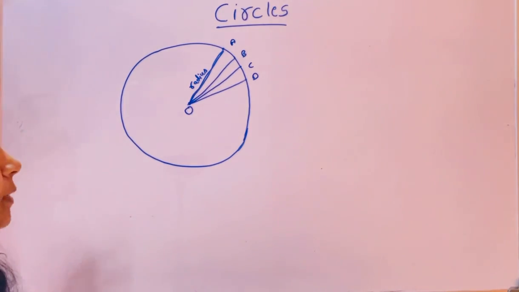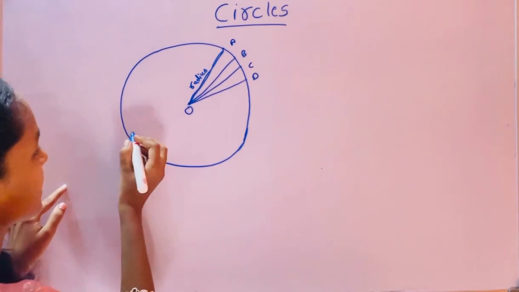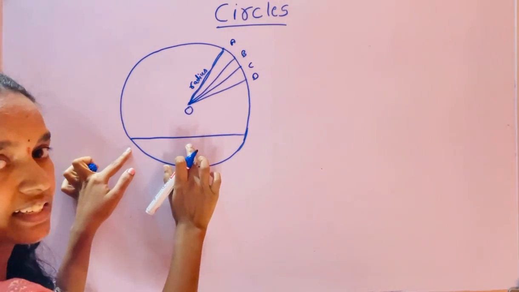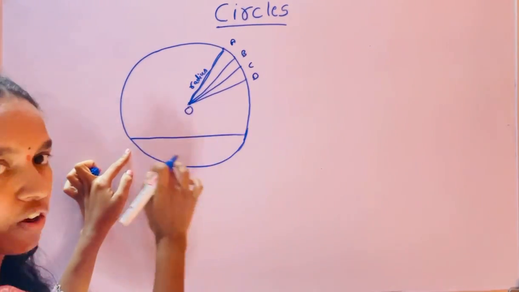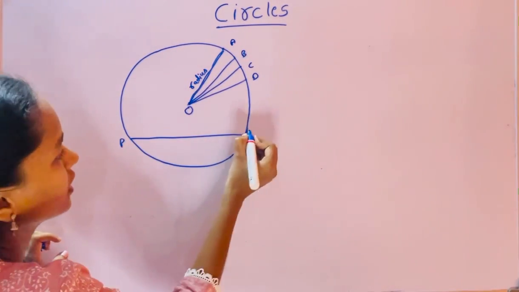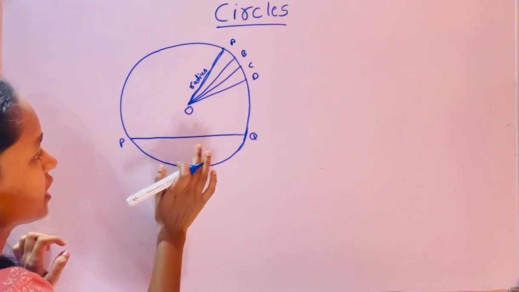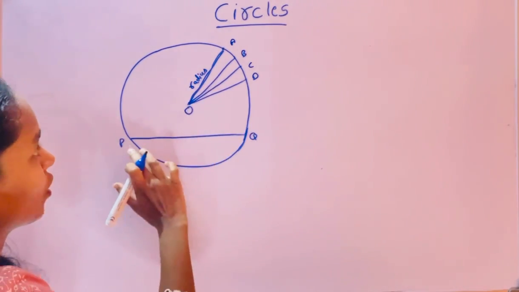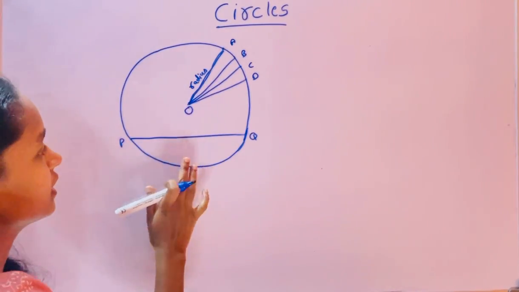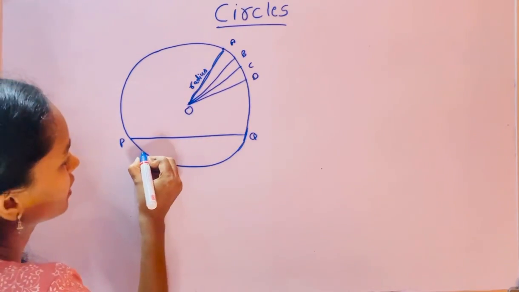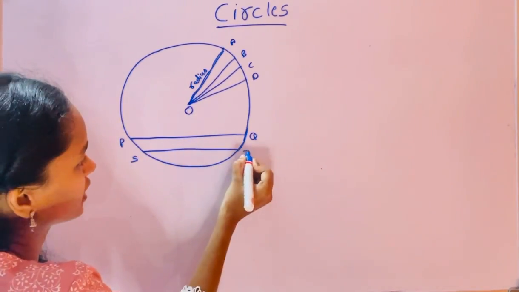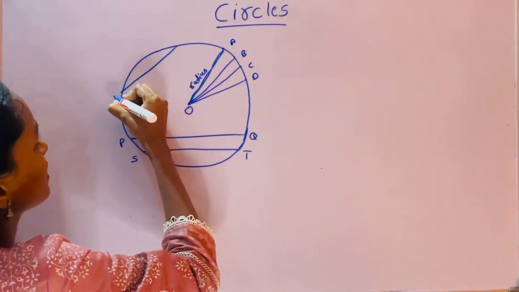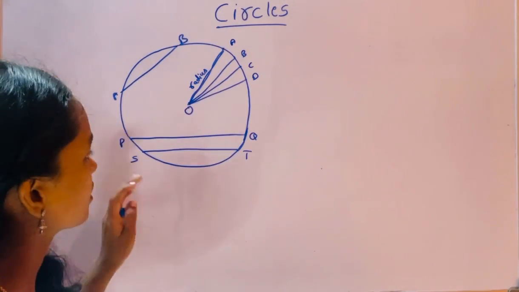So what is meant by chord? Chord is a line segment which has its endpoints lying on the boundary of a circle. Here PQ is a chord of the circle, because the endpoints of this line segment PQ lie on the boundary of the circle. In the same way, ST is also a chord. We can draw a chord here, let it be AB. So this is a chord.